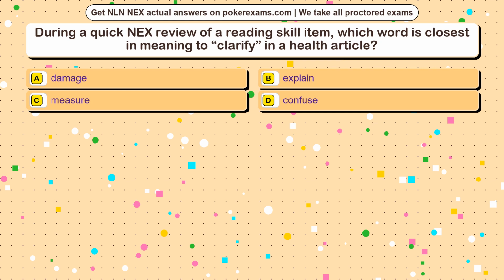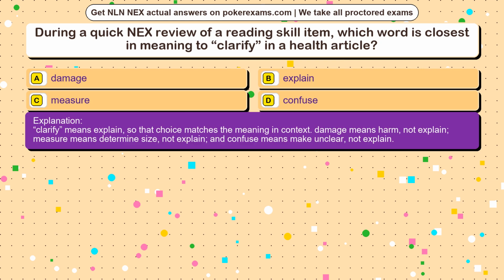The correct answer is option B. Clarify means explain, so that choice matches the meaning in context. Damage means harm, not explain. Measure means determine size, not explain. And confuse means make unclear, not explain.